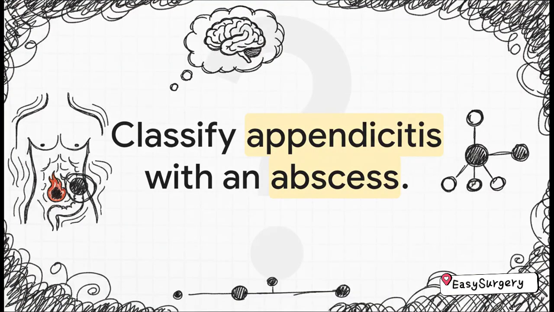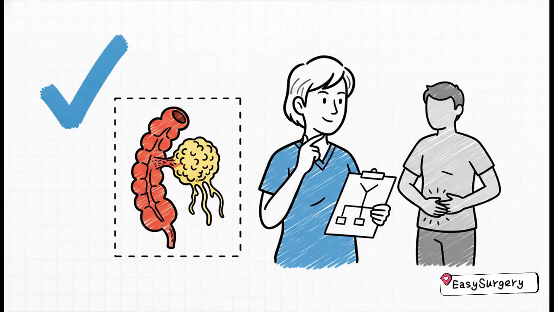All right, rapid fire time. Let's lock this into your active memory. A patient has acute appendicitis with a periappendicular abscess. What is the WSES classification? Take a second, think about that binary framework we just established, and categorize this in your head before I reveal the answer. Did you say complicated acute appendicitis? If so, you totally nailed it. Because there's an abscess, the disease is no longer strictly confined to the simple, non-perforated appendix.